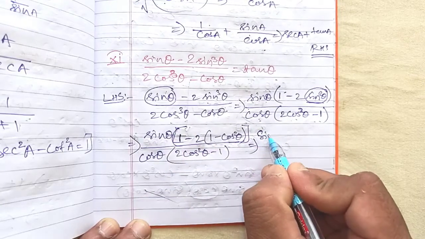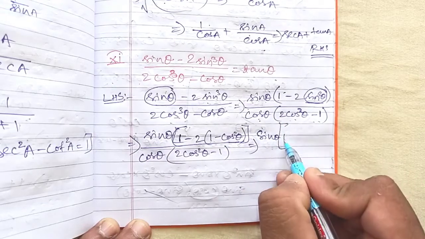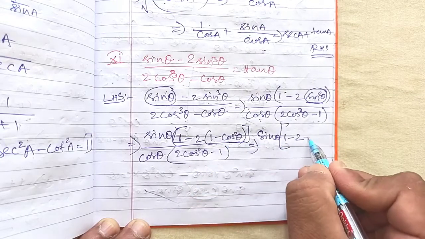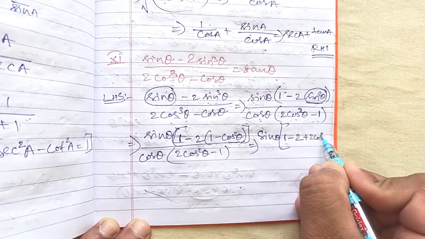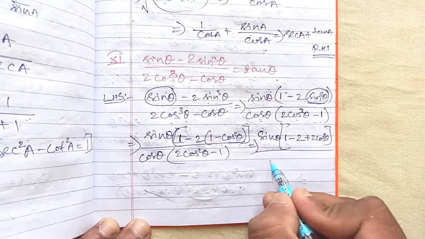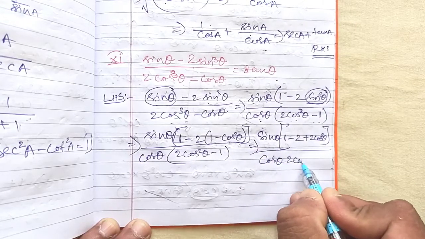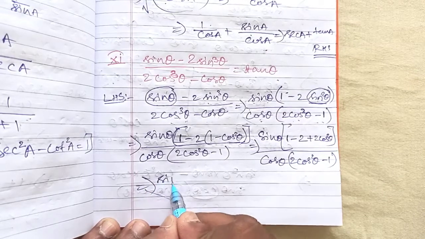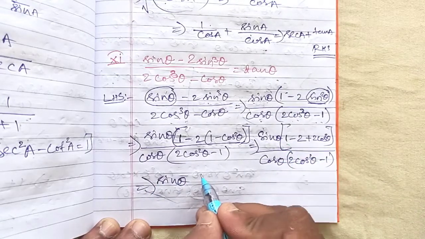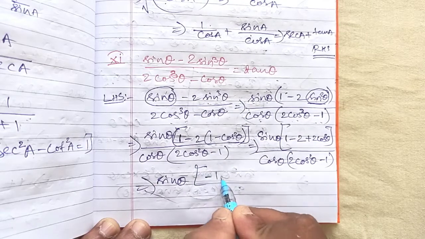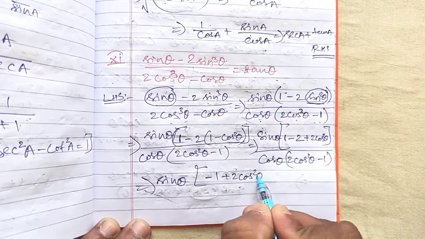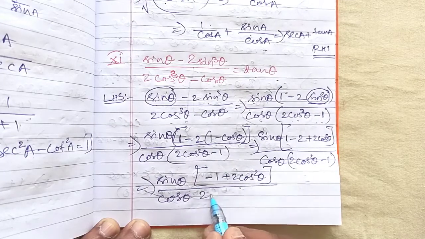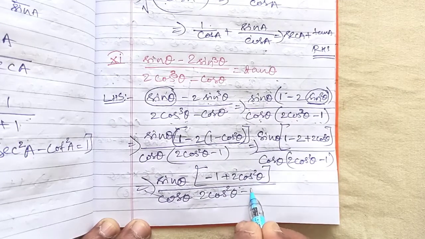Now sin theta, bracket, 1 minus 2 ones are 2, minus minus plus 2 cos square theta, divided by cos theta (2 cos square theta minus 1). So sin theta, 1 minus 2 is minus 1, plus 2 cos square theta, whole divided by cos theta (2 cos square theta minus 1).